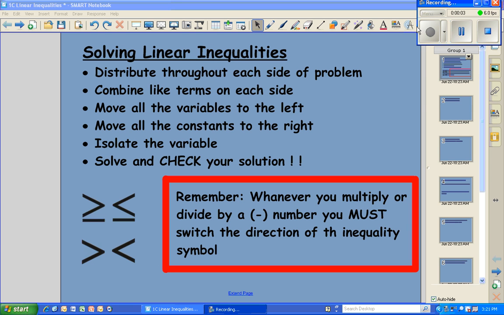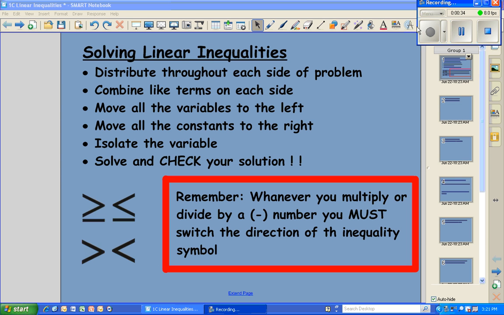For this lesson, we're going to be looking at solving linear inequalities. Much of this lesson is very similar to solving linear equations in the fact that you're trying to get the x by itself. If you have a problem that has a distribution property, you should take care of that first. Make sure you combine the like terms on each side of the equation. Move all your variables to the left, move all your constants to the right, get the variable by itself, solve it, and then check your solution.